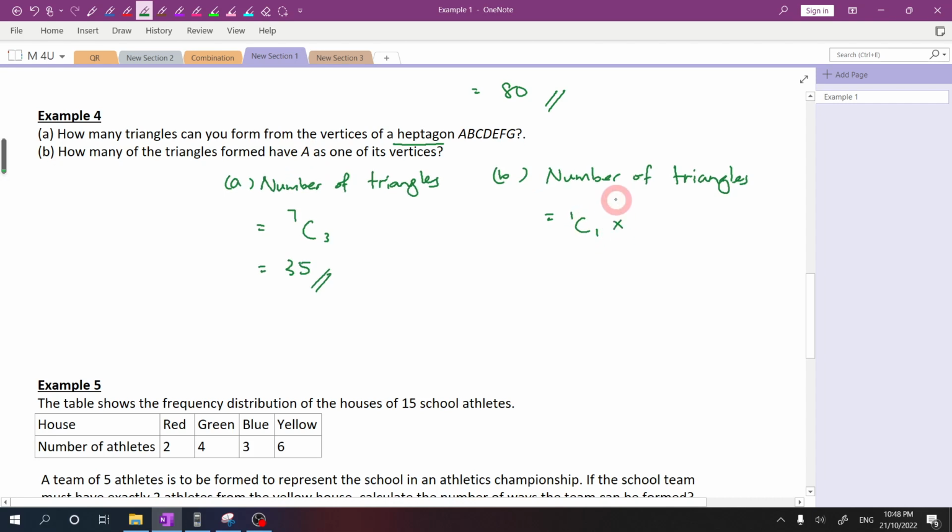Now we only have two vertices left to choose because A must go in. So we must choose A, and we can choose another two from 6 vertices here. Be careful, it is no more 7 because A is already chosen. So now we have 6 left, so it will be 6C2. 1 plus 2, you will get 3 vertices which can form a triangle. 1C1 times 6C2 is equal to 15.